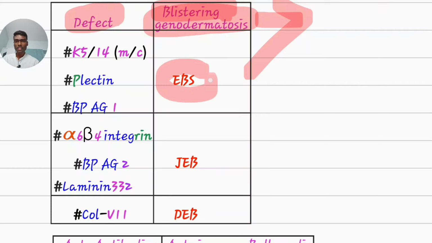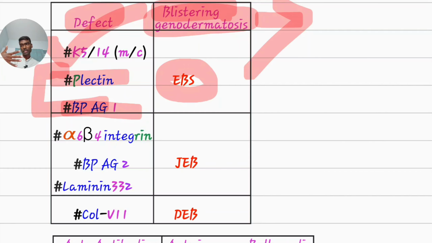Total 3. First one, epidermolysis bullosa simplex. S for simplex, S for superficial, mostly 3 component defects. What are those? One by one from top to bottom. Just remember, keratin 5 and 14, attaching to inner dense plaque which contains plectin and BPAG1.